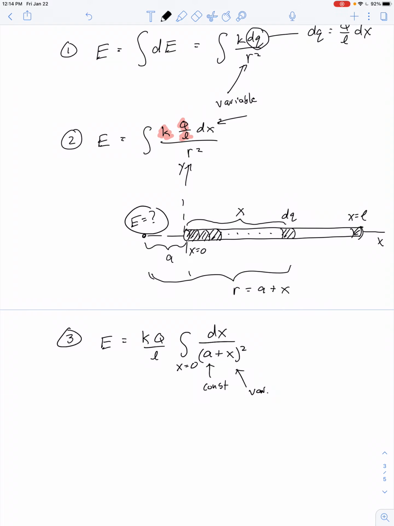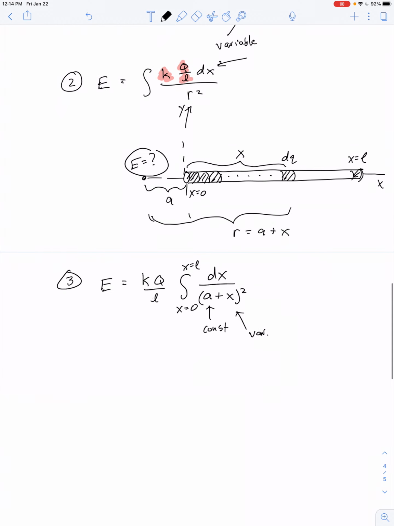So from x equals 0 to x equals L. If we want, we can make a u substitution at this point. Say u equals a plus x, and that means du is equal to dx. And it just changes our limits of integration. So the electric field is kq over L times the integral of du over u squared.